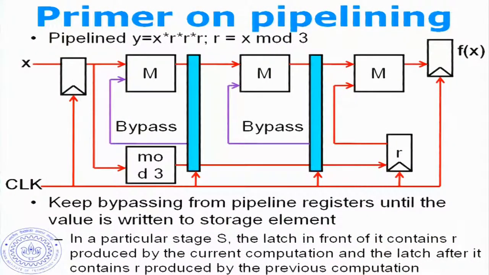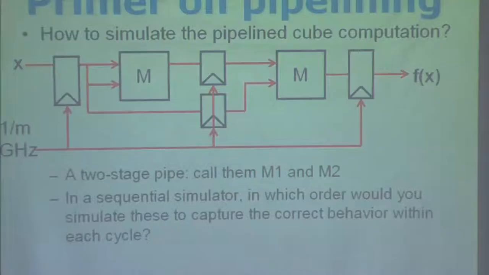Okay, any question about this? Is the bypassing clear? From which latch you should bypass, whether the front latch or the back latch, which one it is? Okay, all right. So bypassing always works when you take the value from the latch behind you. Otherwise, it's not a bypass. You are just consuming the value that you have produced. Nothing else. So as I said last time.